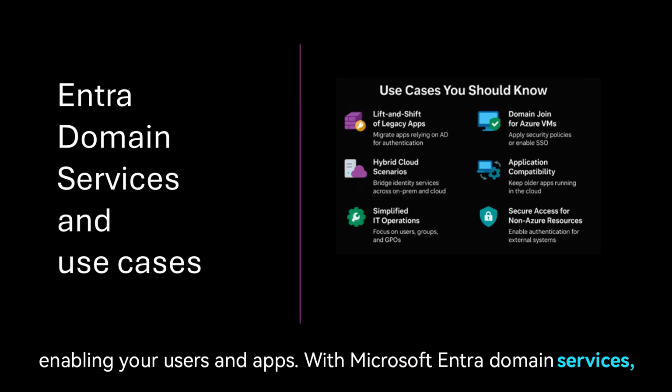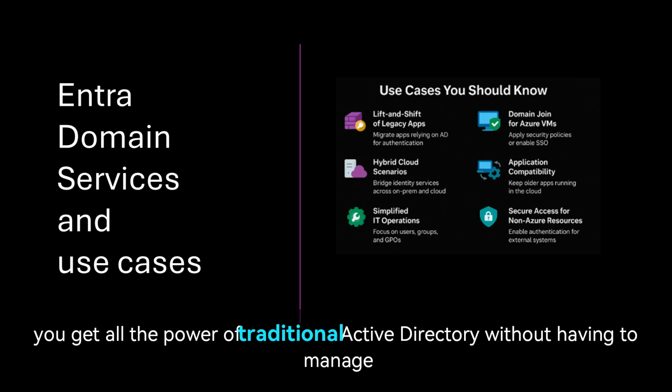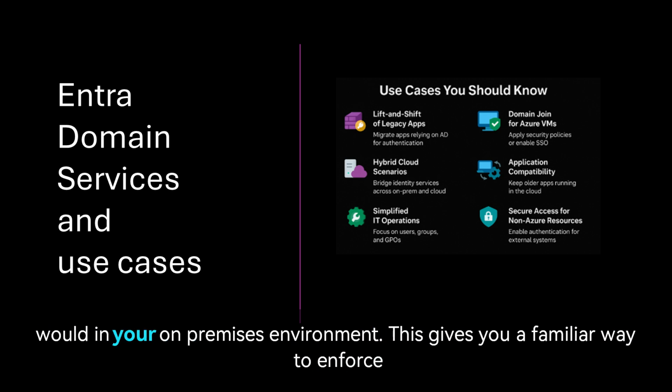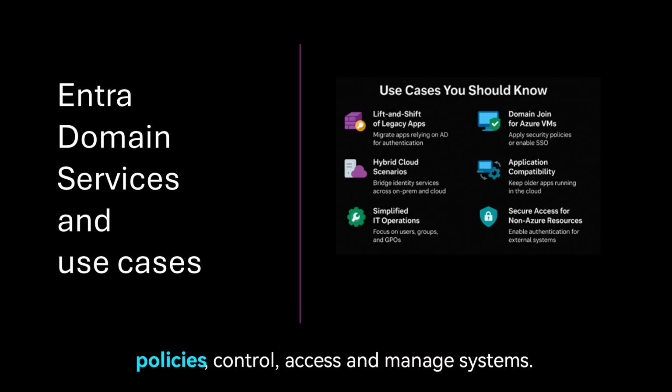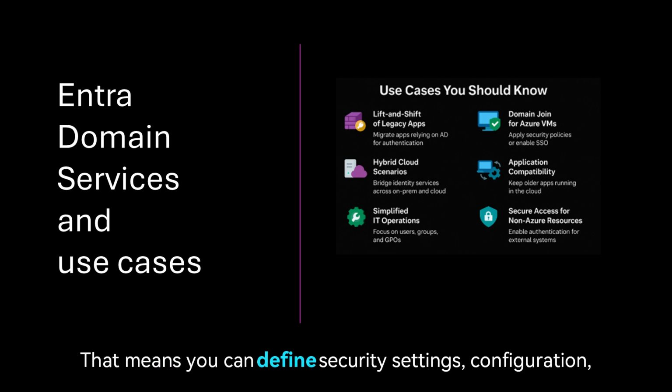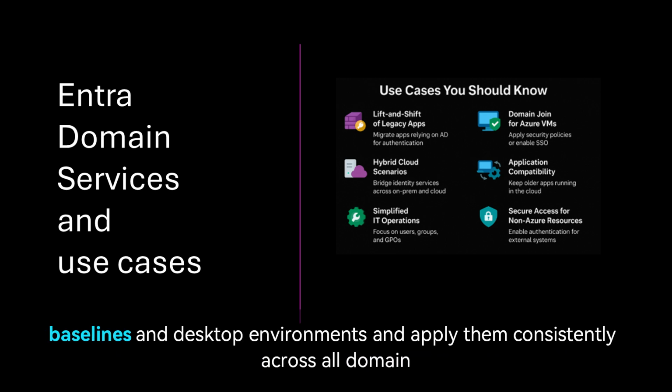Microsoft takes care of the heavy lifting while you focus on what matters, enabling your users and apps. With Microsoft Entra Domain Services, you get all the power of traditional Active Directory, without having to manage the infrastructure yourself. For starters, you can domain join your virtual machines in Azure just like you would in your on-premises environment. This gives you a familiar way to enforce policies, control access, and manage systems. You also have the ability to create and manage group policy objects. That means you can define security settings, configuration baselines, and desktop environments, and apply them consistently across all domain-joined machines in your cloud setup.